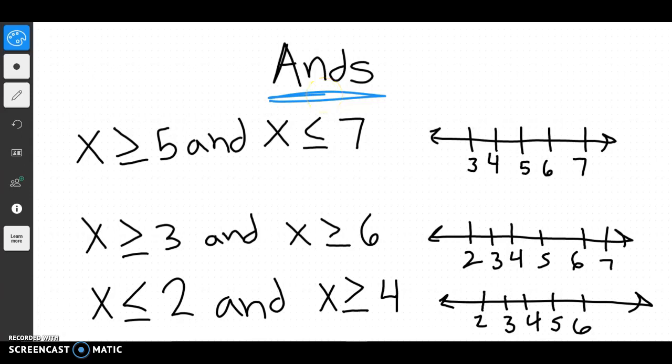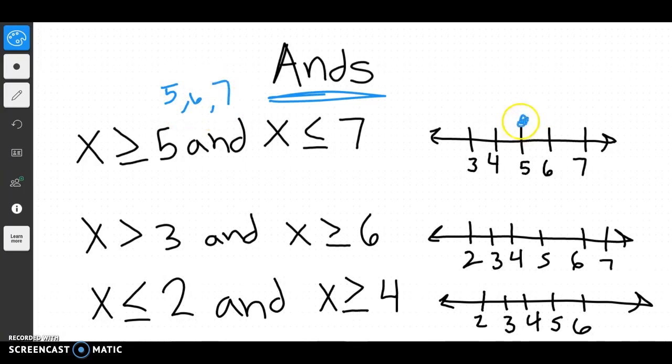So in this and statement, we need numbers that are greater than or equal to 5, and we have x is less than or equal to 7. So when you're thinking about the numbers that would work for that, they would have to be bigger than 5 and less than 7. So you might think, oh, we would get the numbers like 5, 6, and 7 for that. And that's how we're going to kind of graph it.